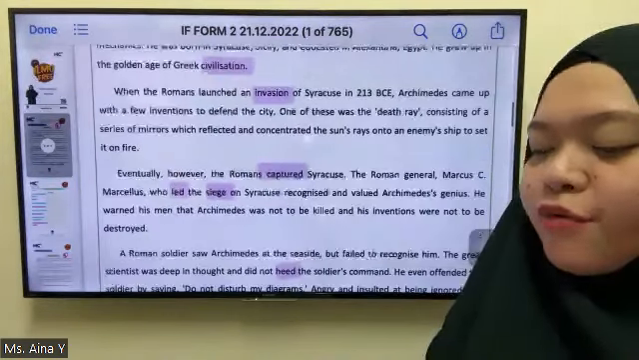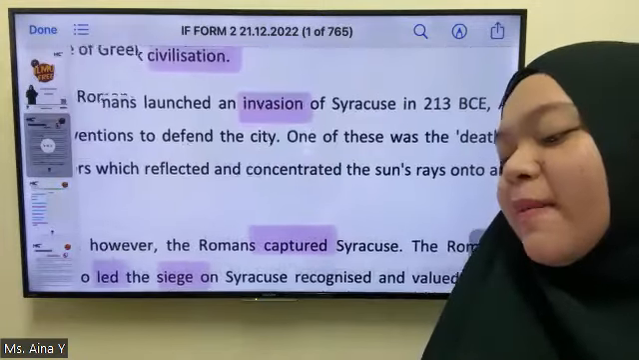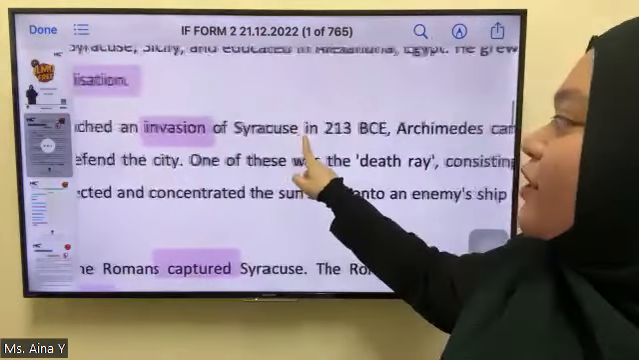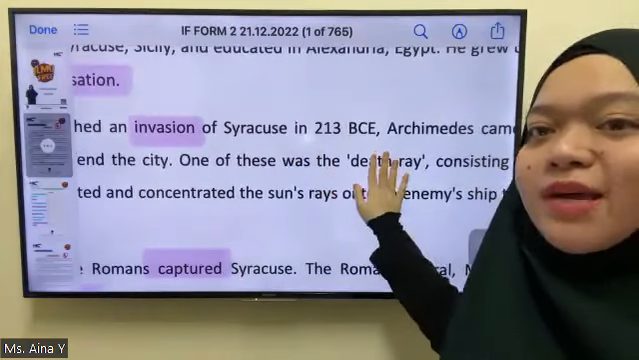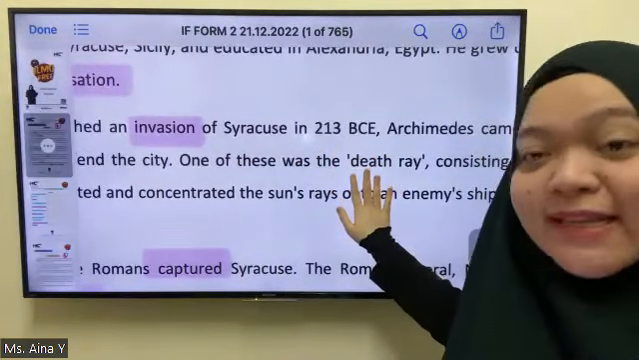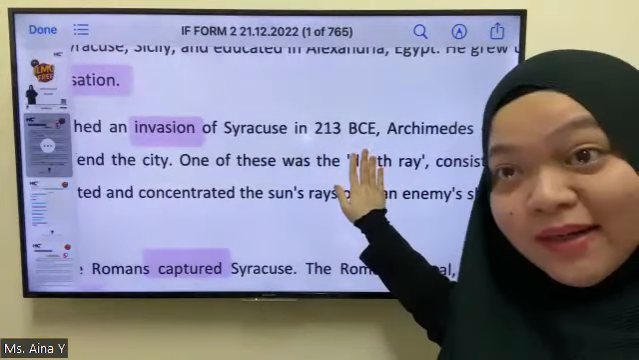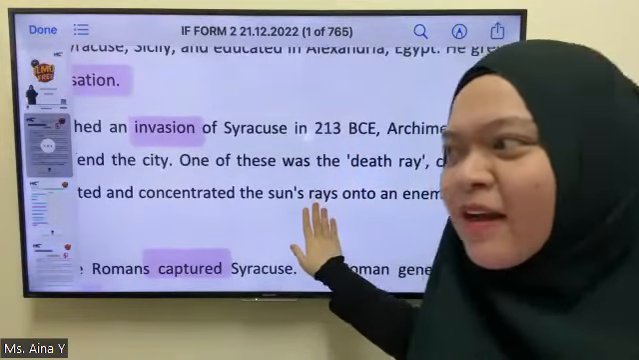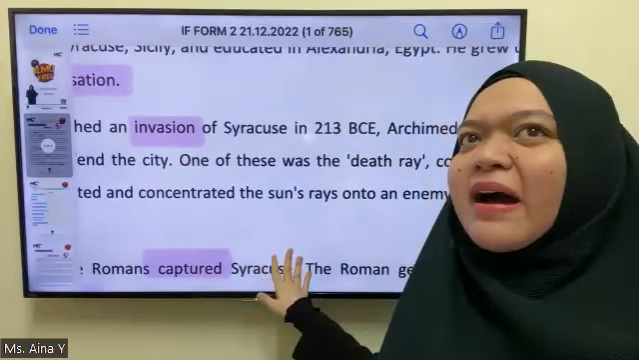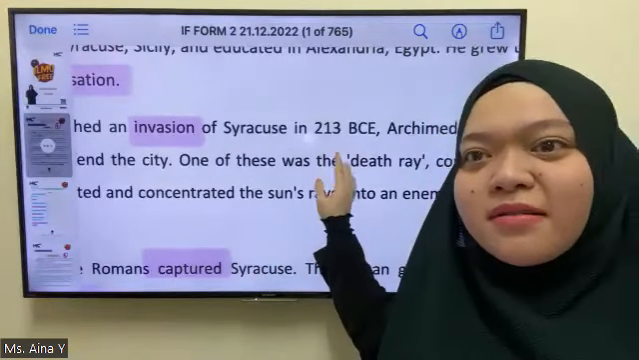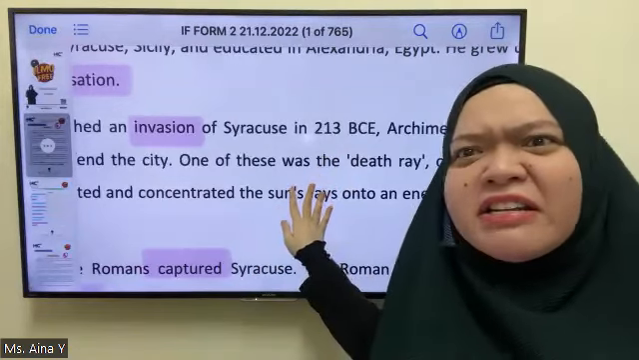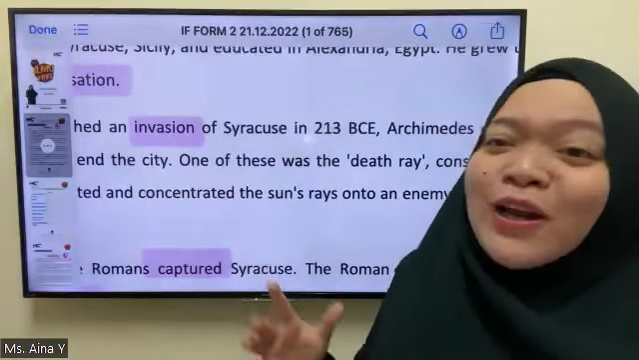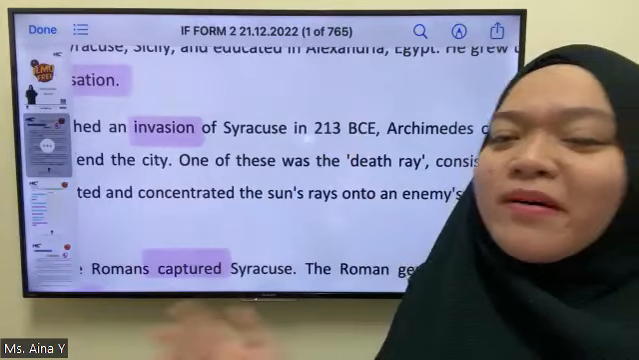In paragraph three. By the way, sebelum ada yang tanya, teacher bagi tahu dulu lah. Launched an invasion of Syracuse in 213 BCE, before Common Era. Teacher bagi tahu maksud je, before Common Era, BCE tu apa, what does it stand for, but don't ask me, teacher. Have you guys ever noticed, when it comes to years, kita ada banyak acronyms, BCE, BC, AD, blah, blah, blah. So, maksud dia apa sebenarnya? Okay, teacher dah baca, tapi teacher dah terlupa. I've read it before, but I've forgotten about it.